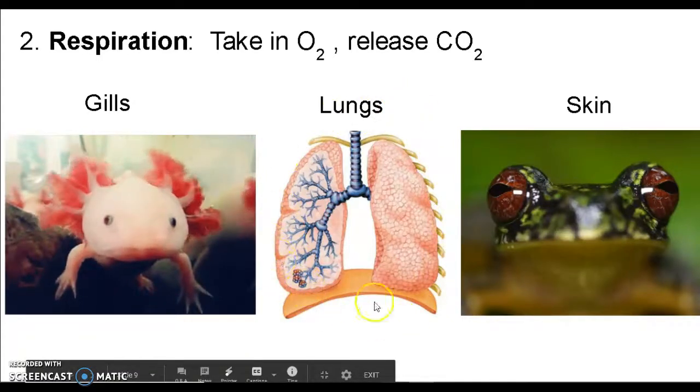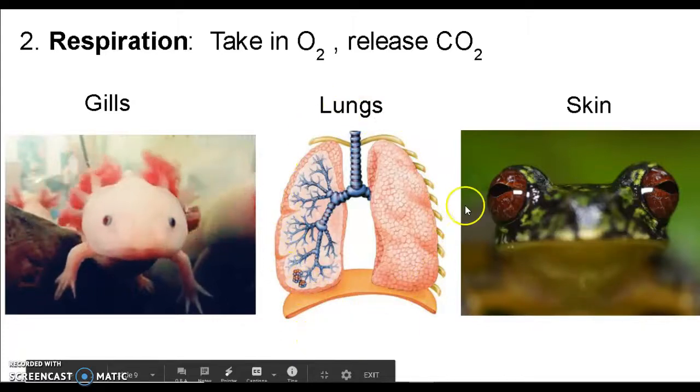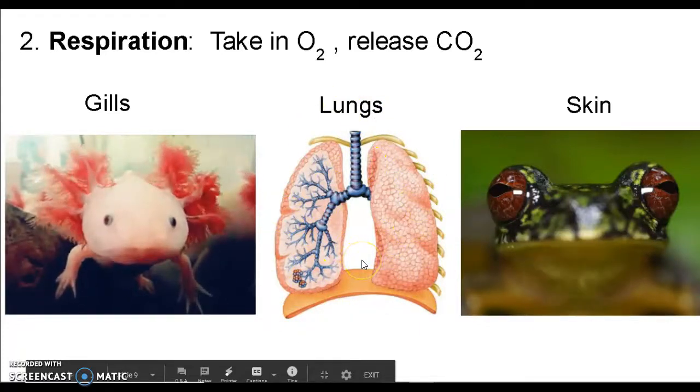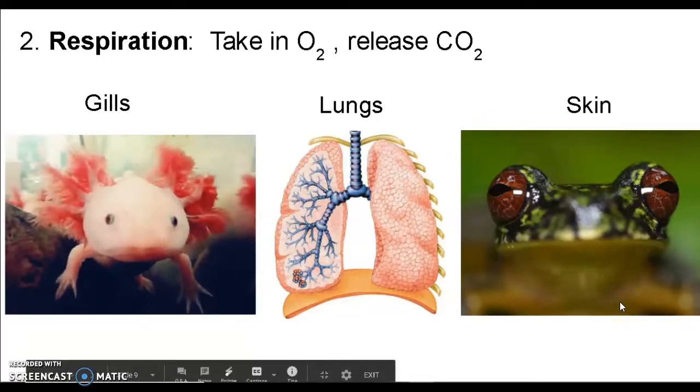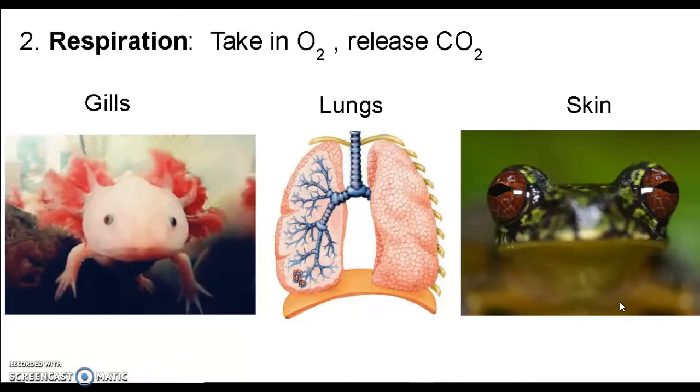Most terrestrial or land-dwelling animals can breathe using lungs. And some animals, like amphibians and worms, they will actually be able to breathe a little bit through their skin. Their skin is so thin that oxygen from the air can diffuse across the skin and into their blood.